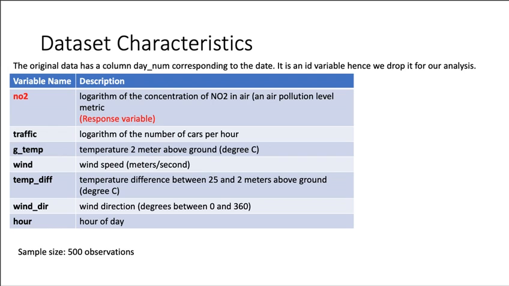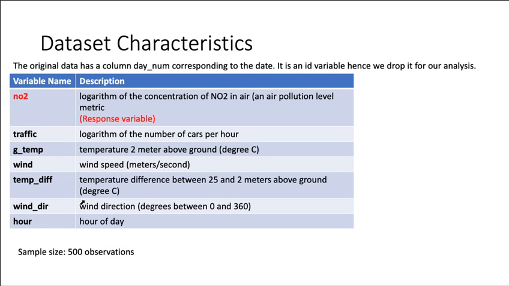Okay, so let's start. This is what our data looks like. In the original data set, there is an extra column saying the number of the day, which is basically just an id variable, so I dropped it. The variables of interest left are the NO2 variable, which is just the log concentration of the NO2 levels in air. This will be the response variable. The traffic variable is just the log of the number of cars per hour. G temp is basically the ground temperature 2 meters above the ground. Wind is the wind speed in meters per second. Temperature difference is just the temperature difference between 25 and 2 meters above the ground.